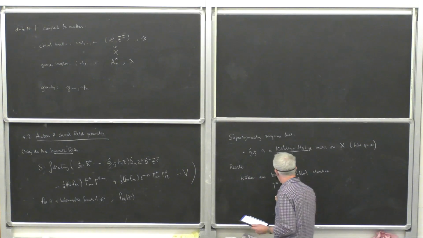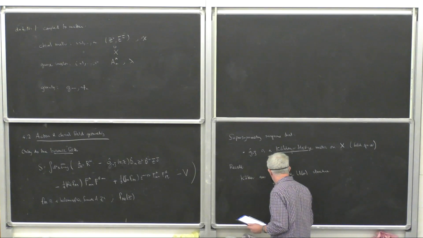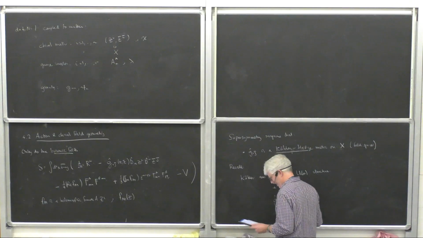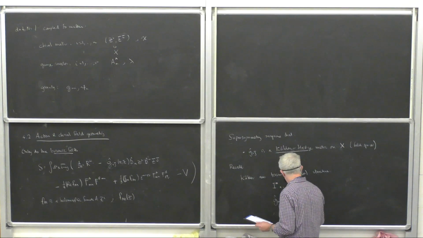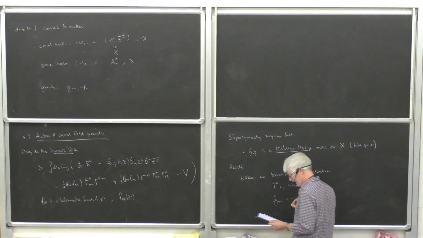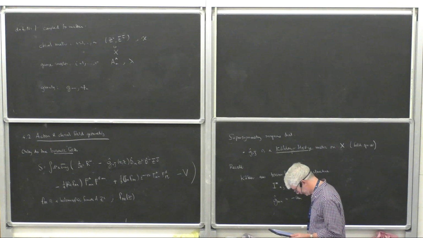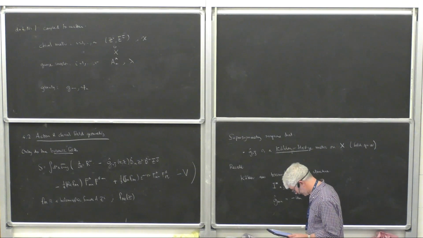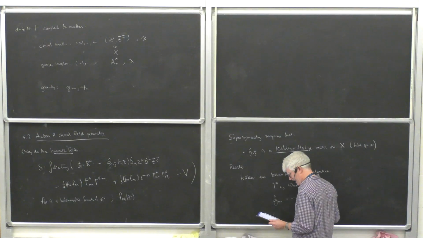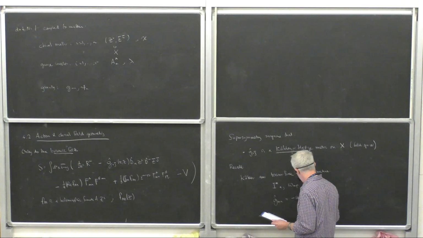And this also then had a metric, which you could write as minus omega m p I p n.